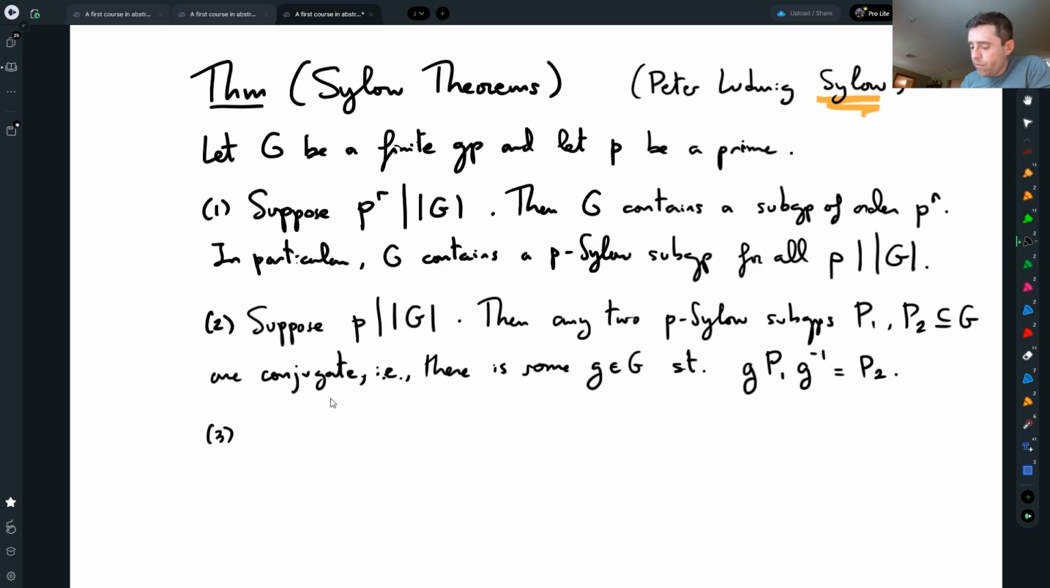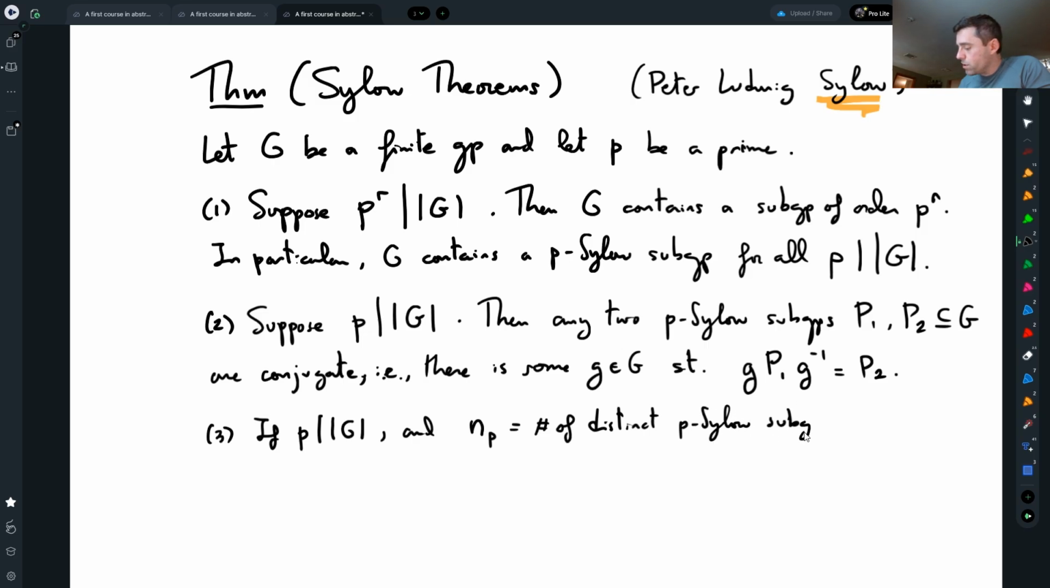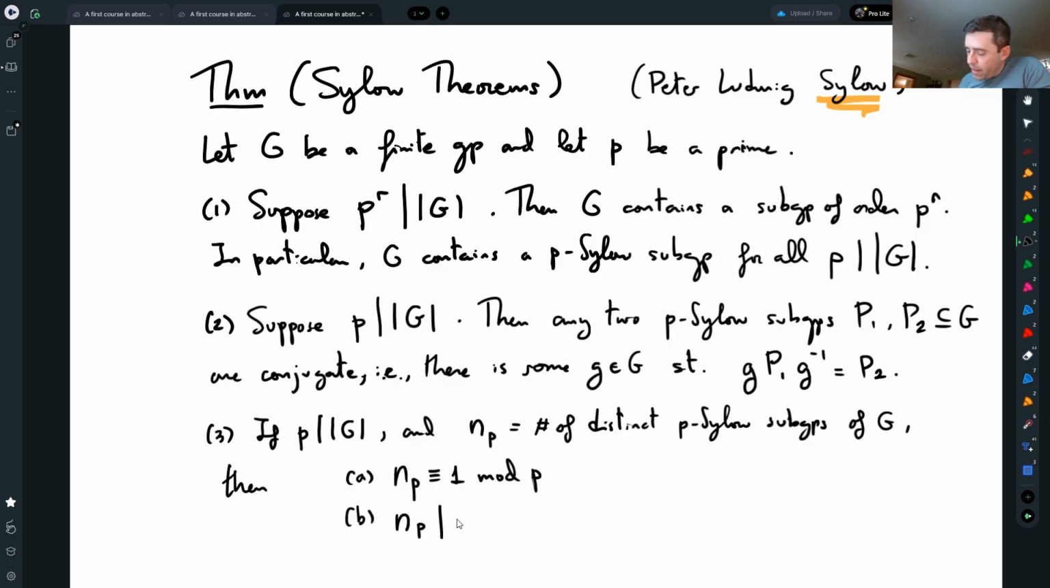So if p divides the order of the group, and I'm going to call n_p the number of distinct p-Sylow subgroups of G, then (a) n_p is congruent to 1 modulo p, so p divides n_p minus 1, and (b) n_p is a divisor of the order of G.